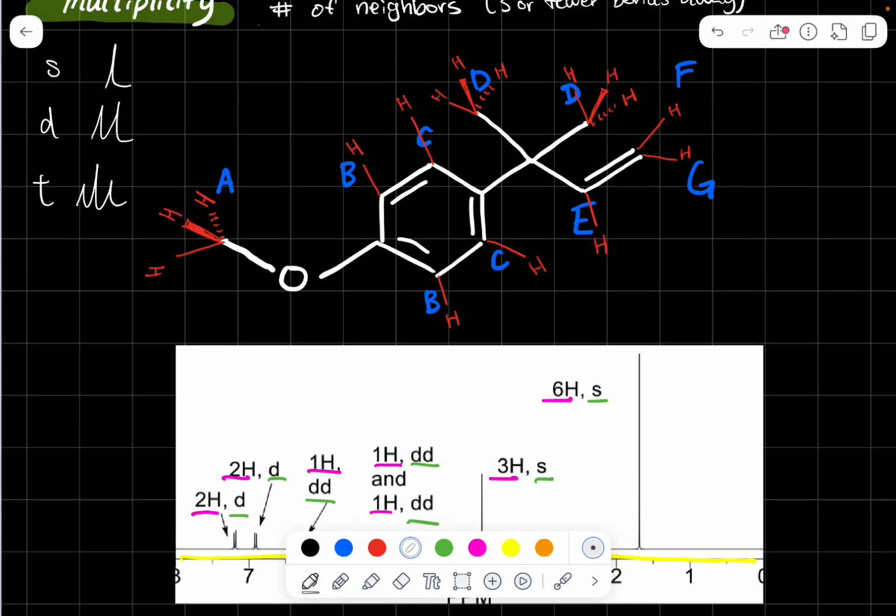Proton E is within 3 bonds of proton F, 1, 2, 3, but it is also 3 bonds or fewer away from proton G, 1, 2, 3. Therefore, it has 2 distinct neighbors. And when we have 2 distinct neighbors, we need to do the n plus 1 rule twice. Since there's 1 proton F, the n plus 1 rule would make that a doublet. And since there's 1 proton G, the n plus 1 rule would also make that a doublet. Together, we get a DD, or doublet of doublets, for the multiplicity of proton E.